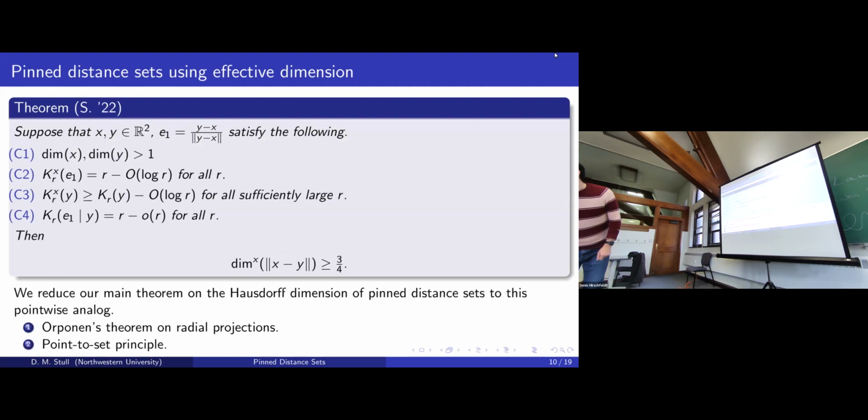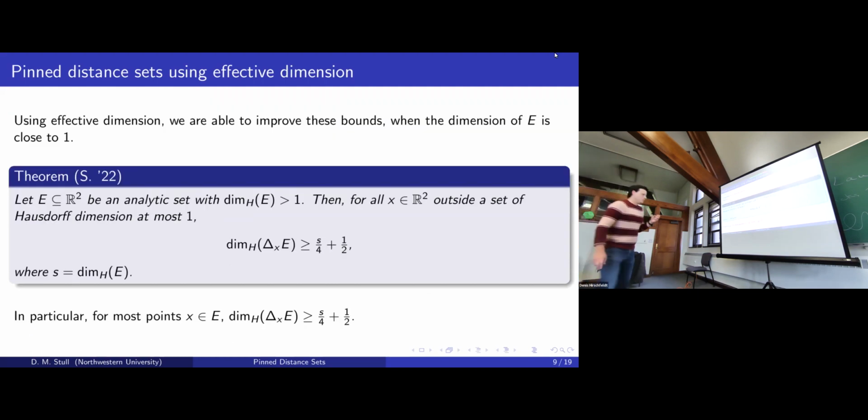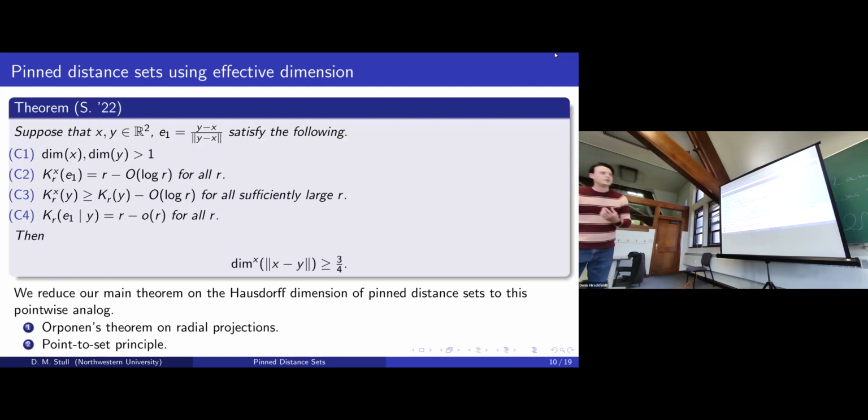Okay, all right, so we're going to prove this theorem using effective methods. And when you do this, the first step is to reduce the classical result to a pointwise result. So here's the pointwise analog that we're going to actually prove.